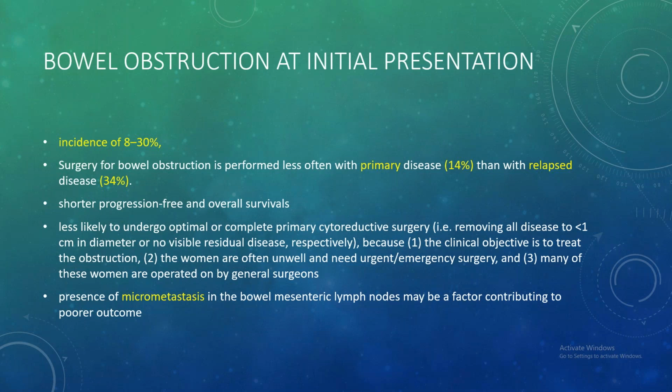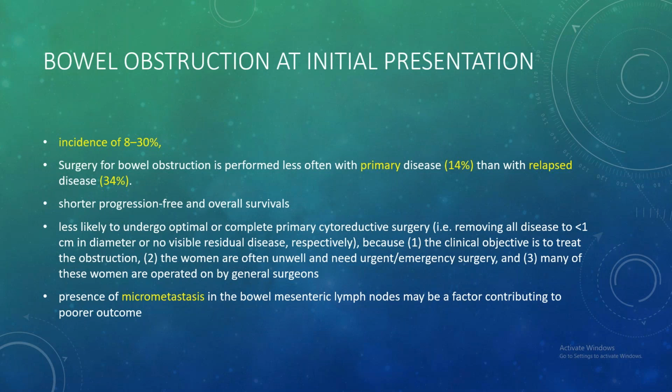And the contributing factors for the shorter survival: when this patient presents with bowel obstruction as an initial presentation, most probably they are less likely to undergo optimal or complete cytoreductive surgery. That means removing all disease up to less than 1 centimeter in diameter or no visible residual disease. So there are very few chances that they will undergo a complete or optimal cytoreductive surgery. Why? Because the basic objective is to treat the bowel obstruction. So surgery is not taken for the malignancy itself, but for the obstruction.